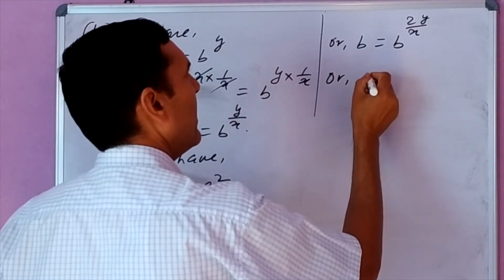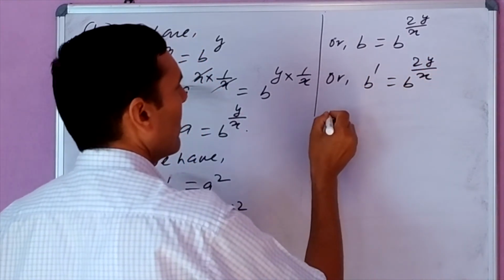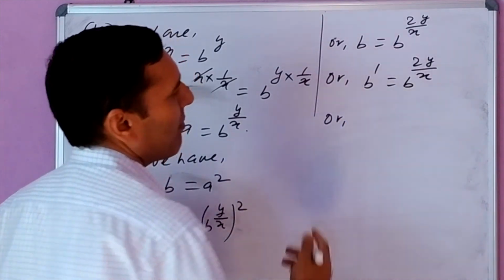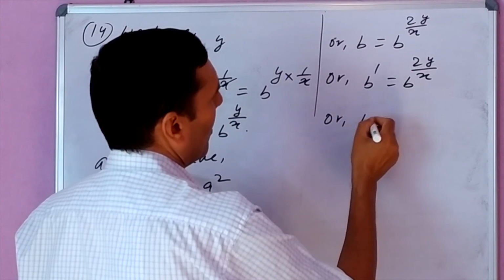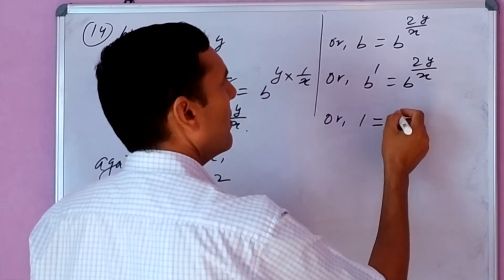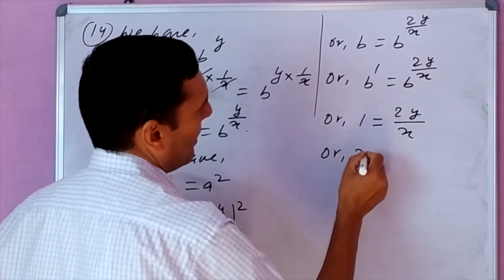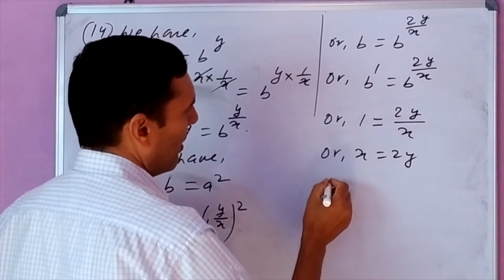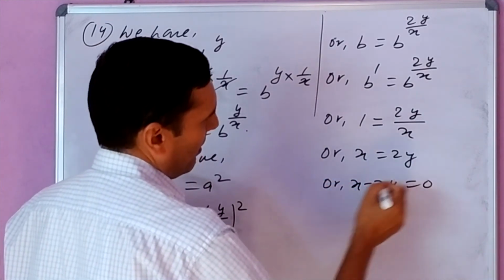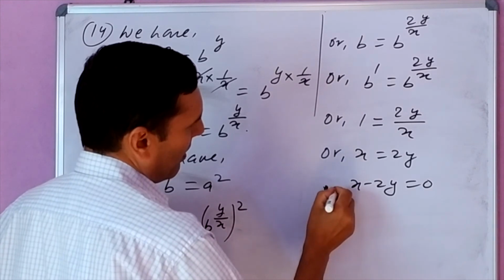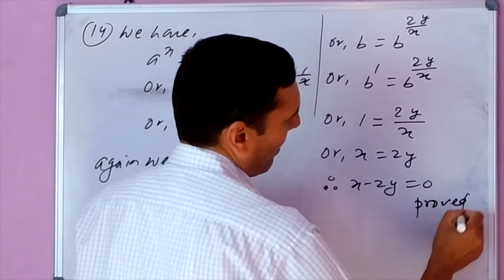Or b to the power 1 is equal to b to the power 2y upon x. Now we have got the same base on both sides, base b. So the power can be equated. 1 is equal to 2y upon x. If you do the cross multiplication, x is equal to 2y. If you bring this 2y to the left hand side, x minus 2y is equal to 0. Therefore, x minus 2y is equal to 0. What we have to prove here? So it is proved. We get the required result.